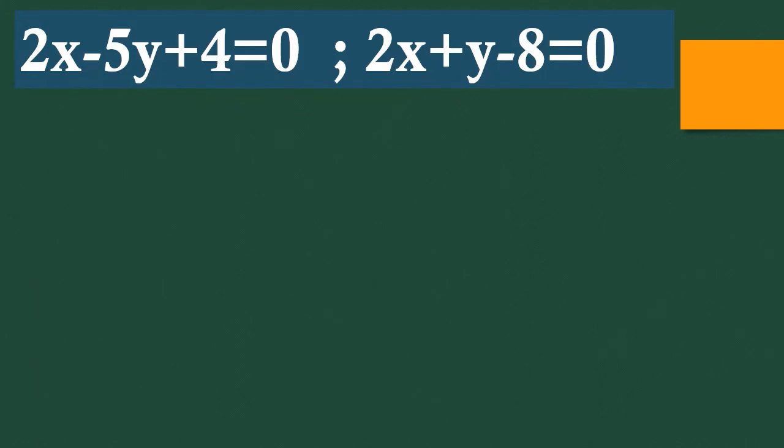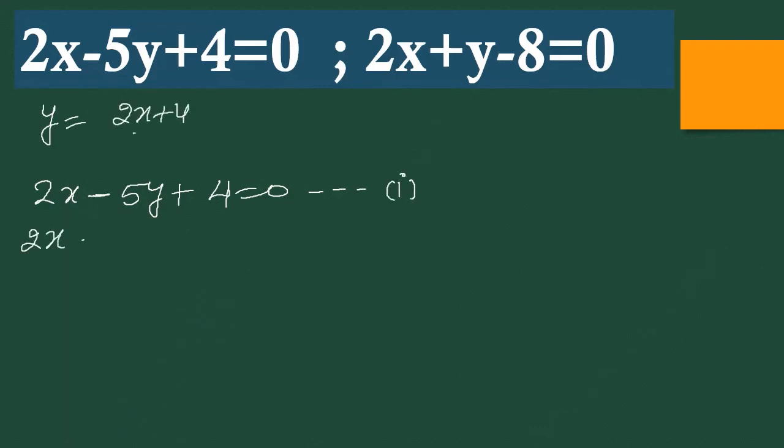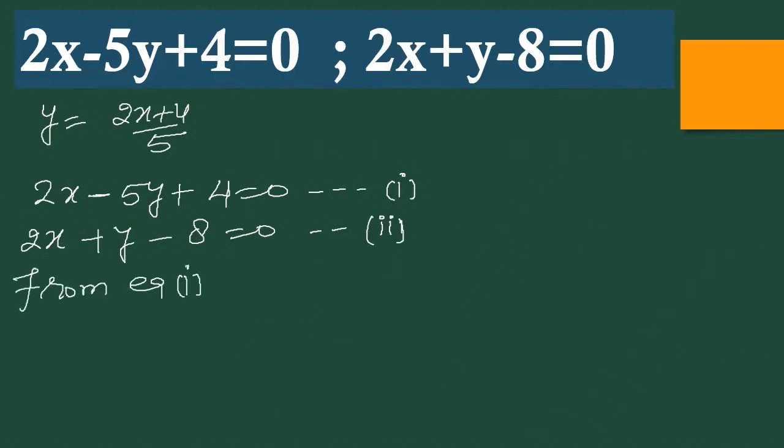Yes, dear students, I'll take one more question to improve your understanding. So here I wrote the question. Next question: 2x minus 5y plus 4 equal to 0. This is our first equation. And the second equation: 2x plus y minus 8 equal to 0. Again, I'll start from the first equation. So I'm taking equation 1: 2x minus 5y plus 4 equal to 0.